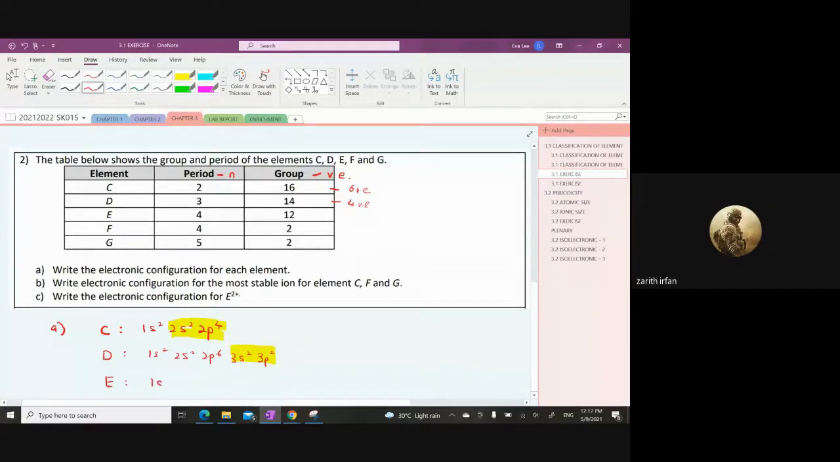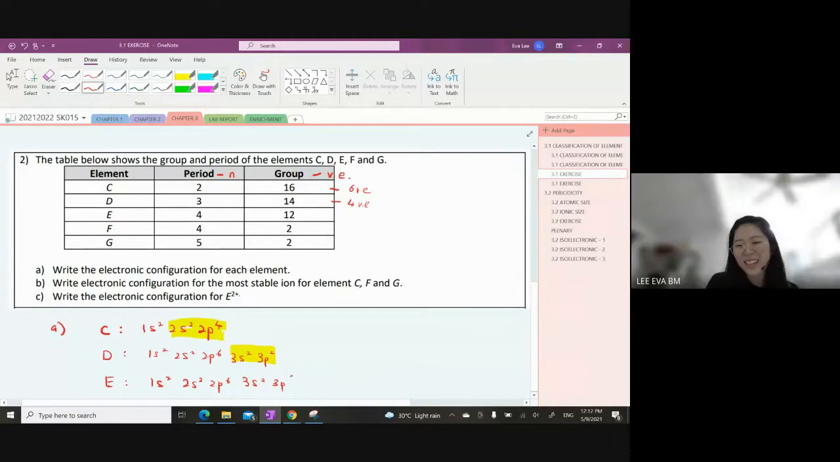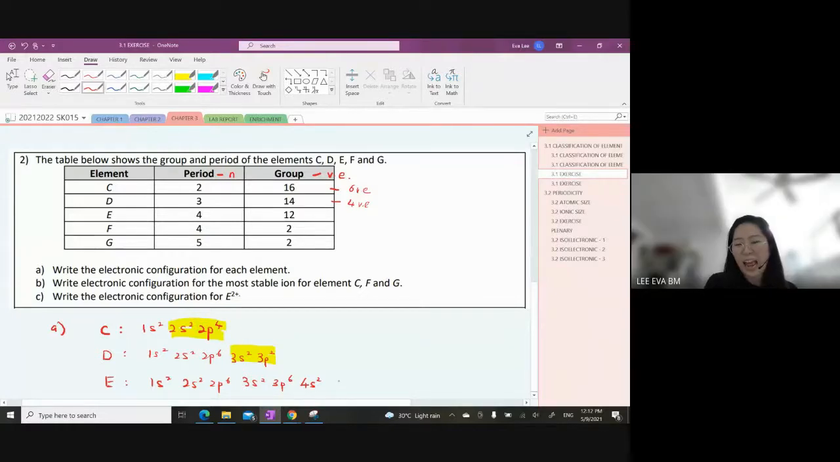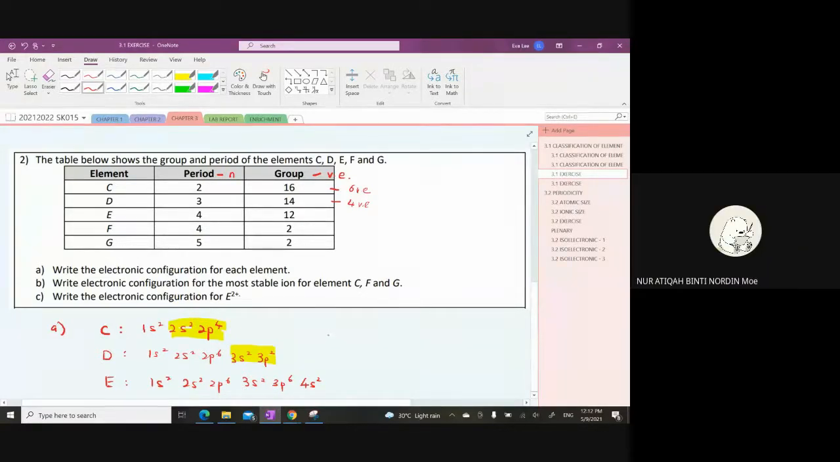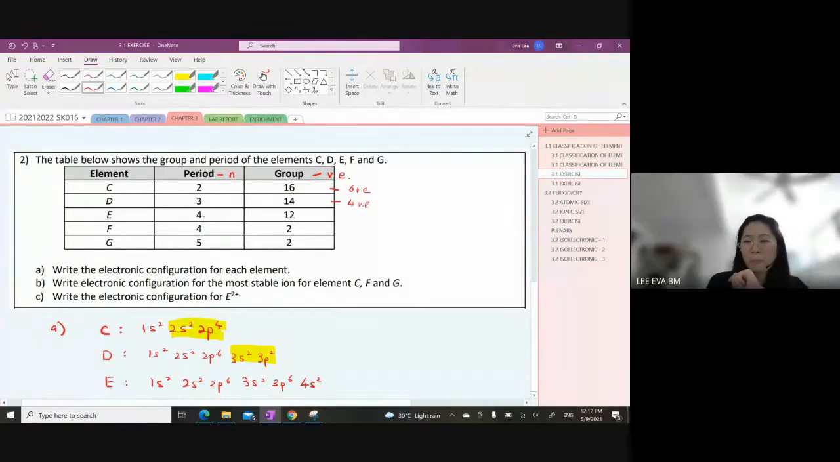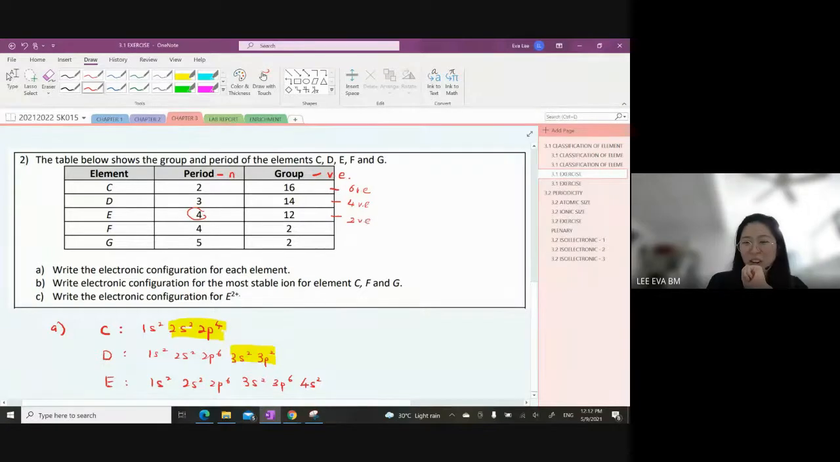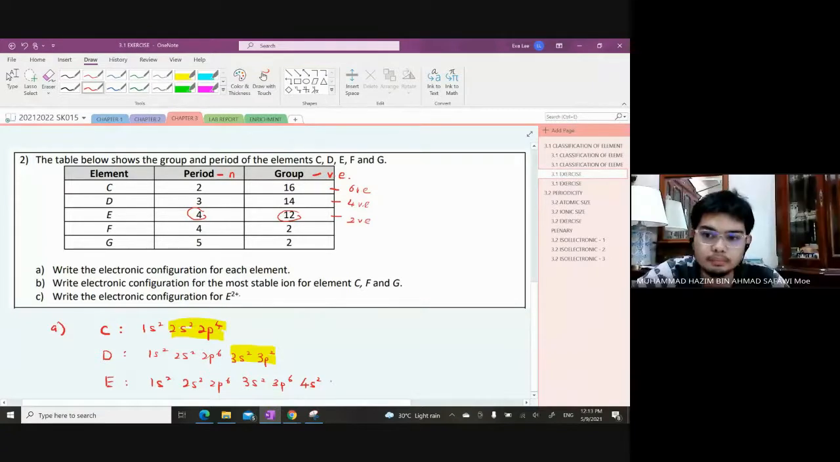1s2, 2s2, 2p6, 3s2, 3p6, 3d10, 4s2. Lagi? Ada lagi, sebab highest N value 4. Berapa bilangan valence electron? 2 valence electron. Kumpulan 12 dekat blok mana? Oh, betul. Transition.